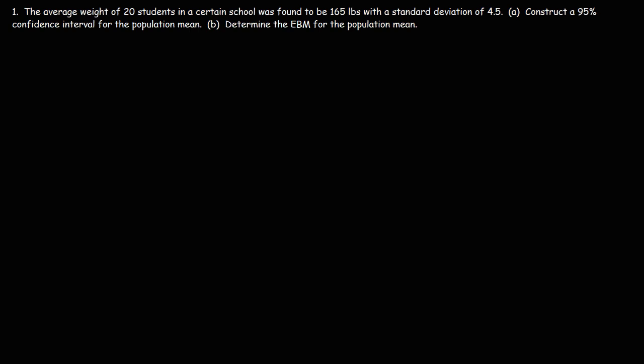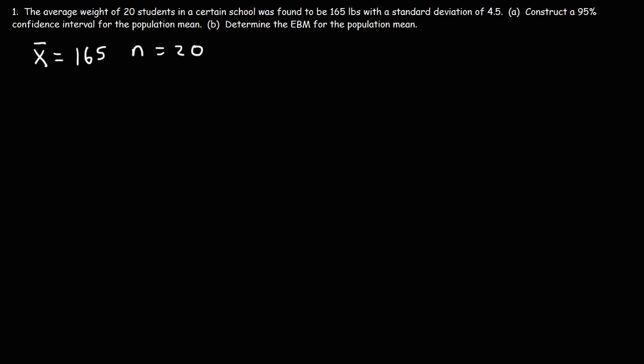So let's write down what we know. We know that the average weight, or the sample mean, is 165 pounds. The sample size is 20. The average weight of 20 students was measured in this study. Now, the standard deviation is 4.5, but here's a question for you. What type of standard deviation are we dealing with? Is this the sample standard deviation, or is this the population standard deviation? What would you say?